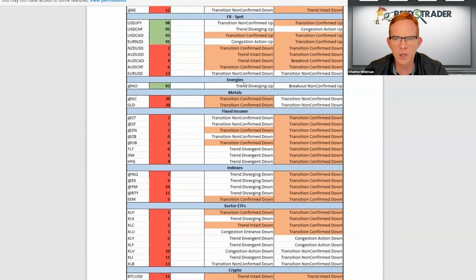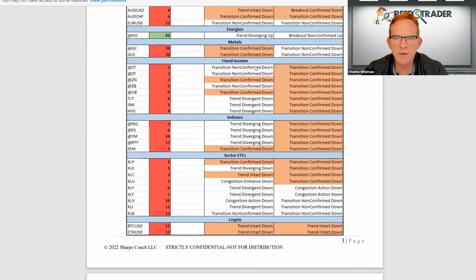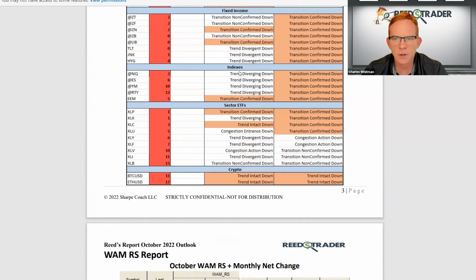We go in here and we look at metals that's transition confirmed down. We look at fixed income. Most of them are non-confirmed or divergent. Then in indexes, they're divergent. And then even some of the sectors, divergent or congestion entrance.